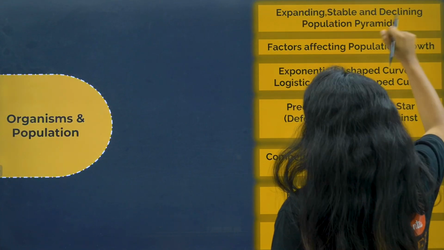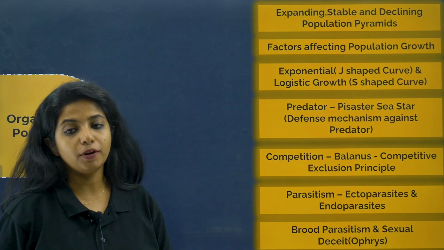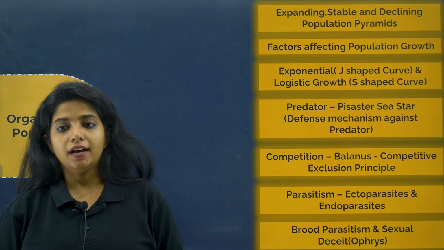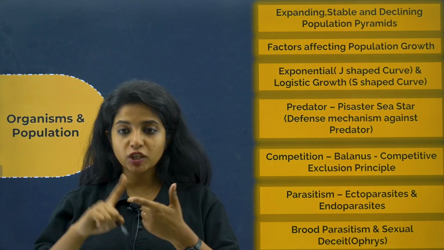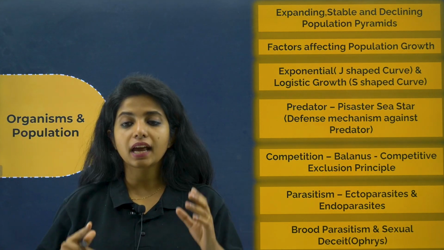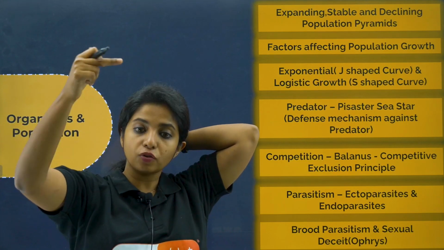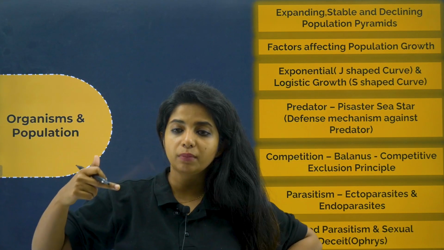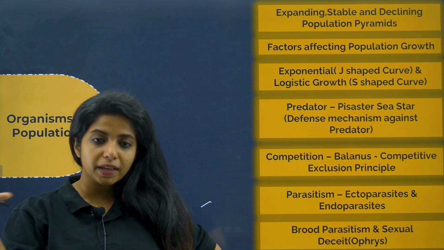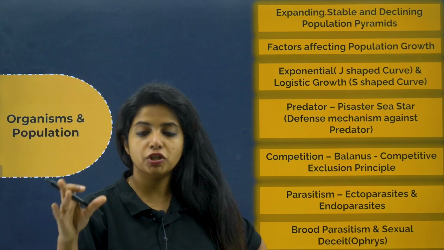Okay, now what do we have? Organisms and population, my dear children. In that, pyramids, you should be knowing about expanding, stable and declining population pyramids. You will be given the diagram and you might have to find one which is expanding, which is stable and declining. You have to see the pre-reproductive, post-reproductive population and things like that.